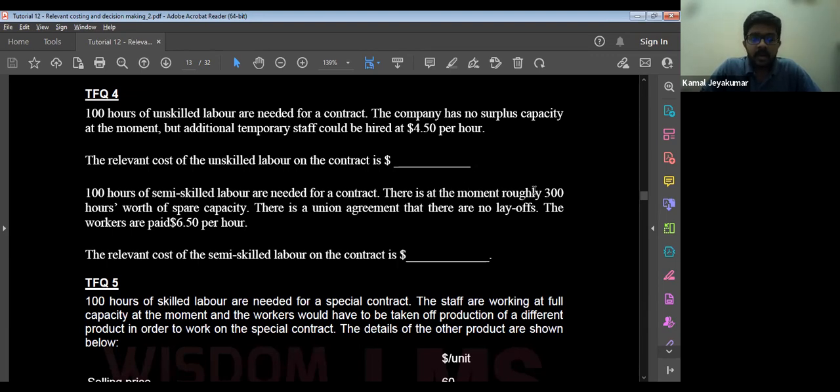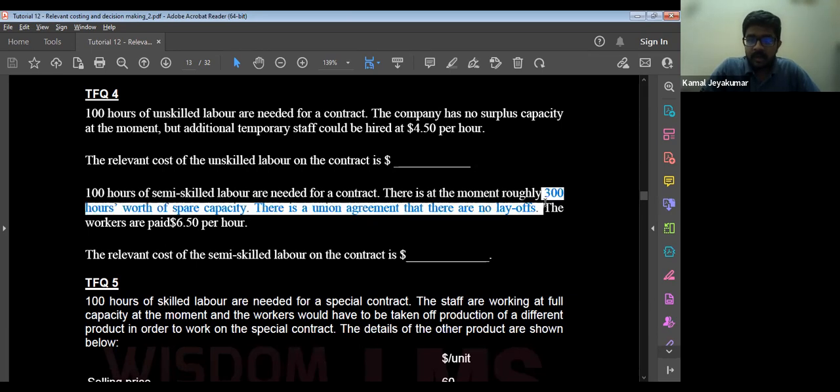Currently, you have 300 hours of spare capacity with a union agreement that says there are no layoffs, right? So what is the relevant cost? Relevant cost is zero, because whether you have work or not, you have to pay these employees at this wage rate. So whether you make the decision to take the contract or not, their payment is not going to change, right?